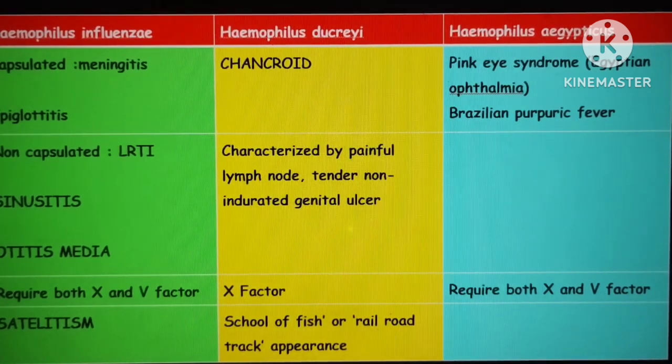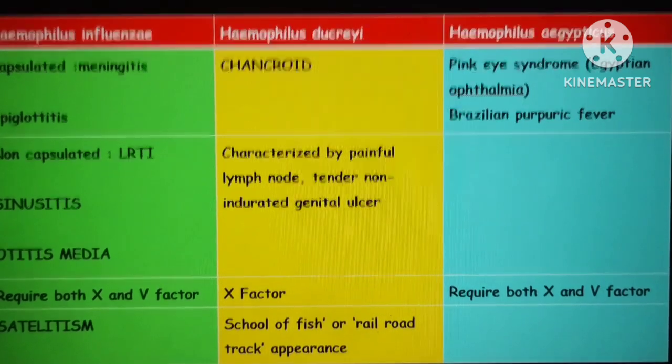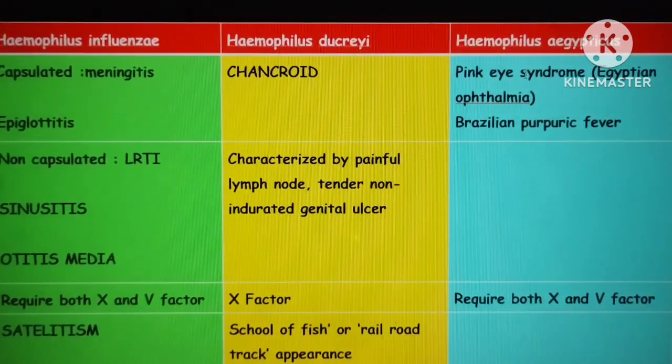Coming to the growth factors, this is a somewhat bigger name, influenzae, aegyptius. They require both factors X and V, whereas ducreyi requires only X. Haemophilus influenzae shows an important phenomenon called satellitism. Here aegyptius causes pink eye syndrome or Brazilian purpuric fever. These are points you must not forget.